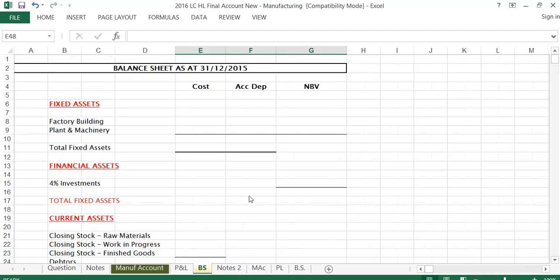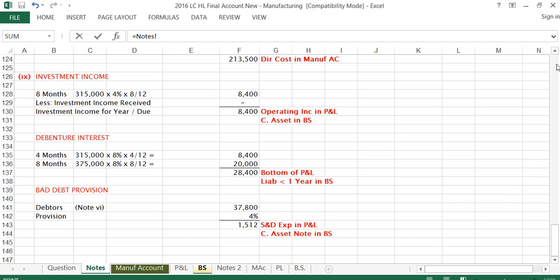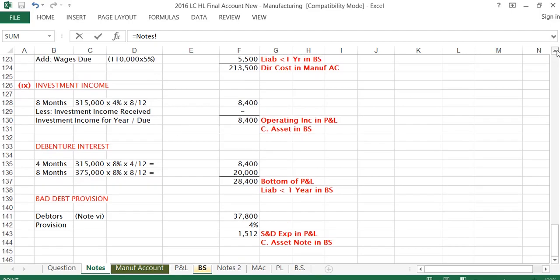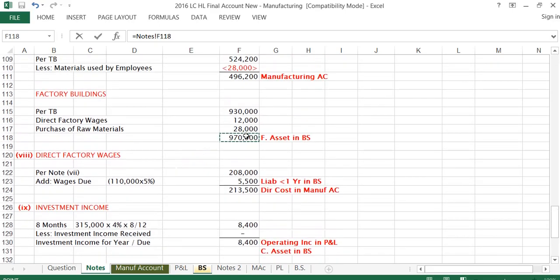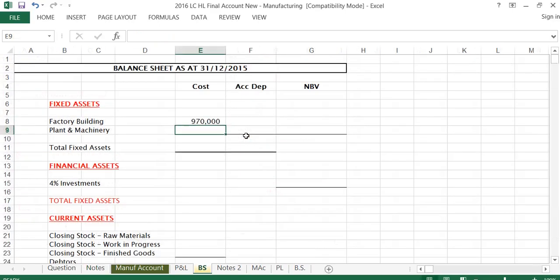The last thing I need to do is my balance sheet. So in the balance sheet, the first thing we're going to have are fixed assets. So the cost of factory buildings, I've done a note on cost of factory buildings, where the one employee did the work. Here is 970,000. Accumulated depreciation of factory buildings. Again, I should have a note done for accumulated depreciation of factory buildings.